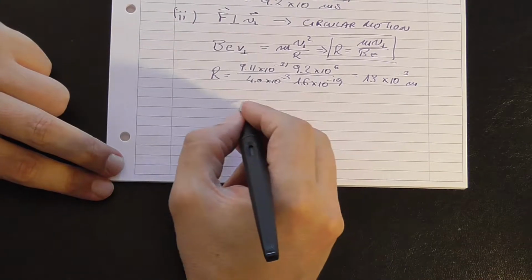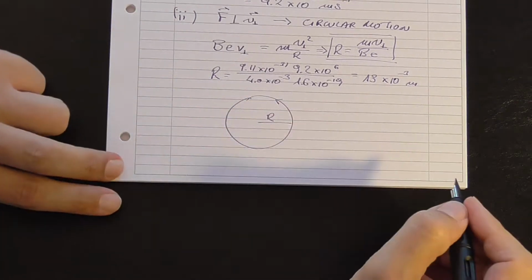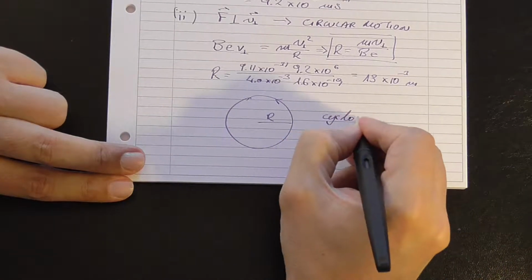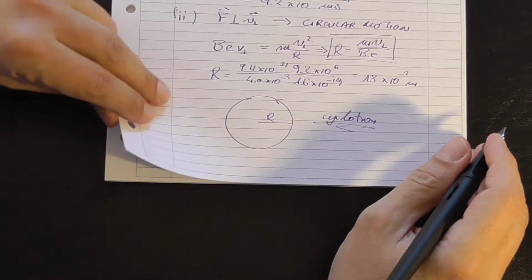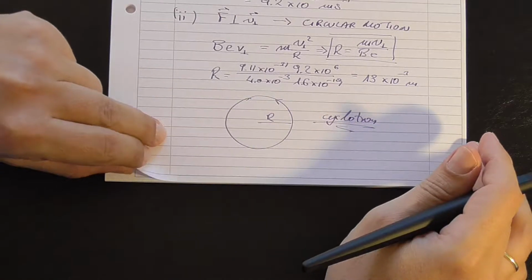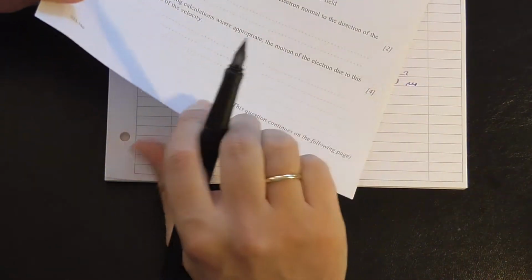Okay, so this is circular motion with that radius. This is actually called the cyclotron motion. Cyclotron, that's a more fancy word for that. Circular motion in the magnetic field. And that's it for that. There are a few more parts.